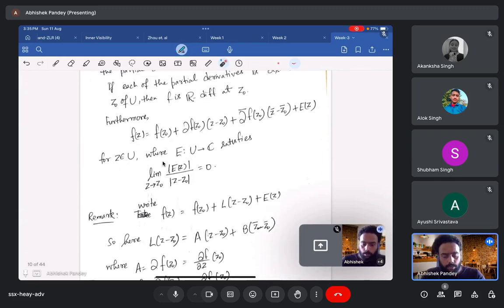Okay, and where E satisfies this equation: the limit as z tends to z naught of modulus of E(z) upon z minus z naught is equal to 0.